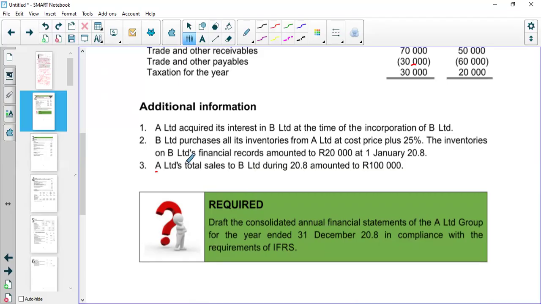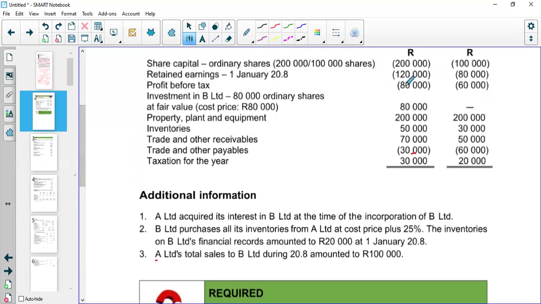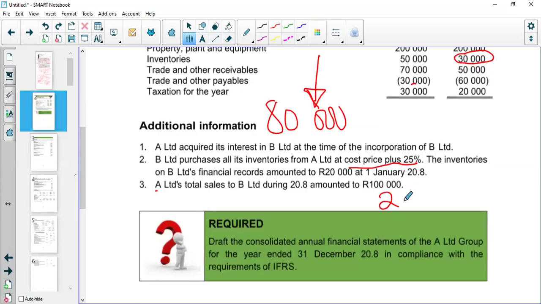So who is the seller? The seller is the parent. The 80,000 of the parent will include profit, because the parent says they sold already, so they recorded their profit. But some of the profit is not yet realized, and it's profit on 30,000. This is cost price plus 25%. So the unrealized profit there is 25 over 125. We say 25 over 100 plus 25, so that's why we get 125.